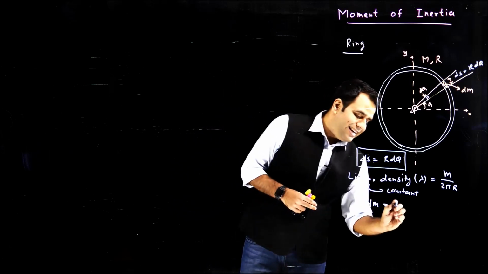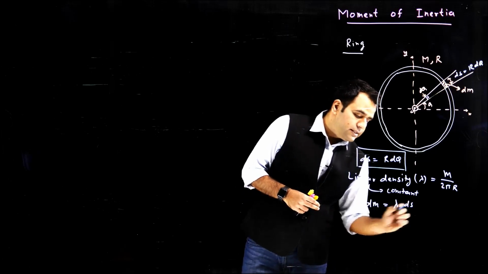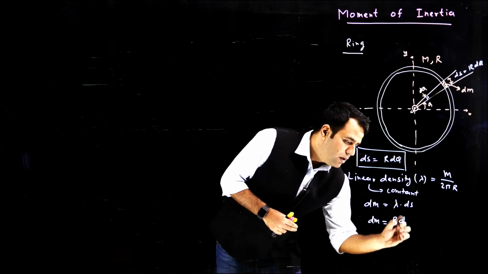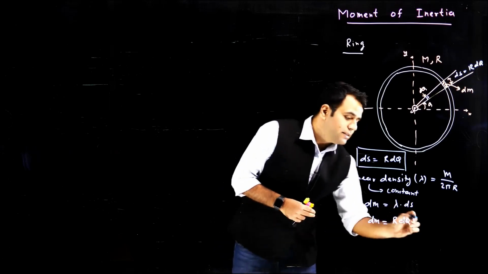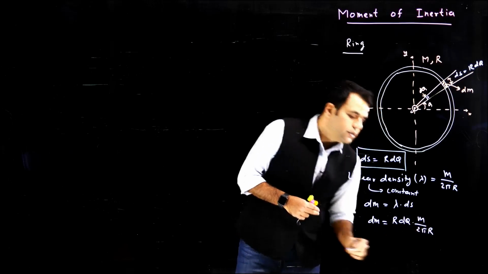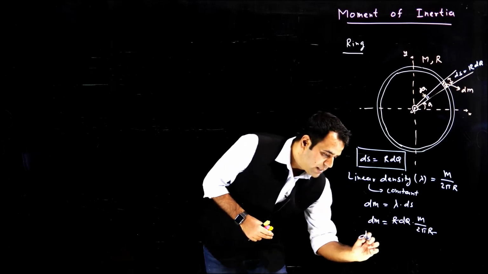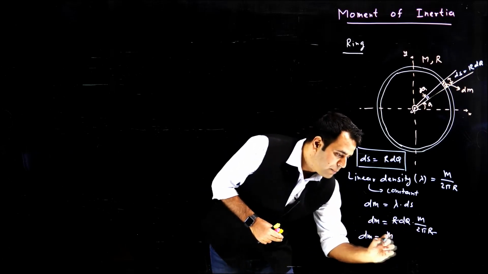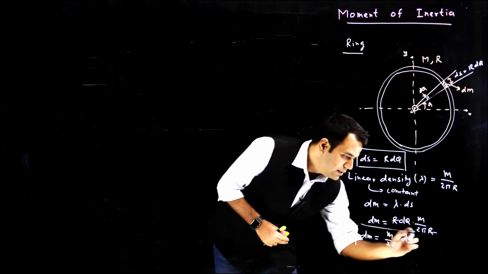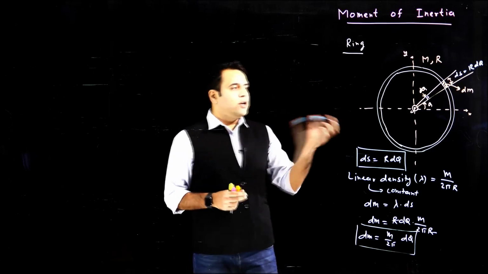Mass is linear density multiplied with the length of the element, which is ds. We'll put the values. So dm becomes r d theta, which is the ds, multiplied with lambda, which is m upon 2 pi r. So this r and r will cancel out. So the mass of the element will become m upon 2 pi times d theta. So now we got the mass of the element also.